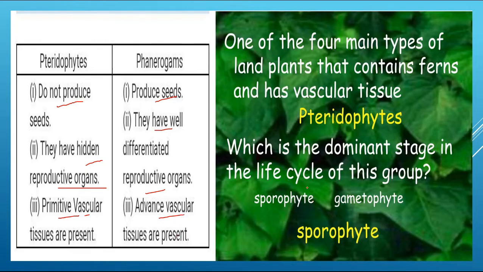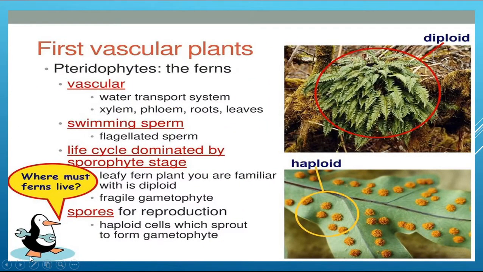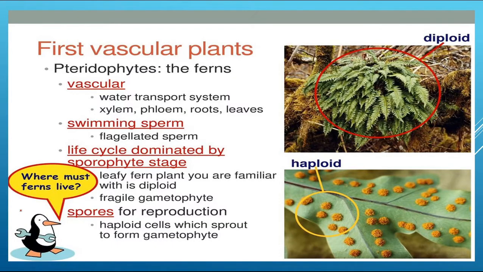Now the pteridophyte has two types of plant in its life cycle, that is the sporophytic plant and the gametophytic plant, in which the sporophytes are the dominant stage over the gametophytic plants. Pteridophytes are vascular plants because they have xylem and phloem for conduction, the water transport system, and they have true root, leaves and stems.